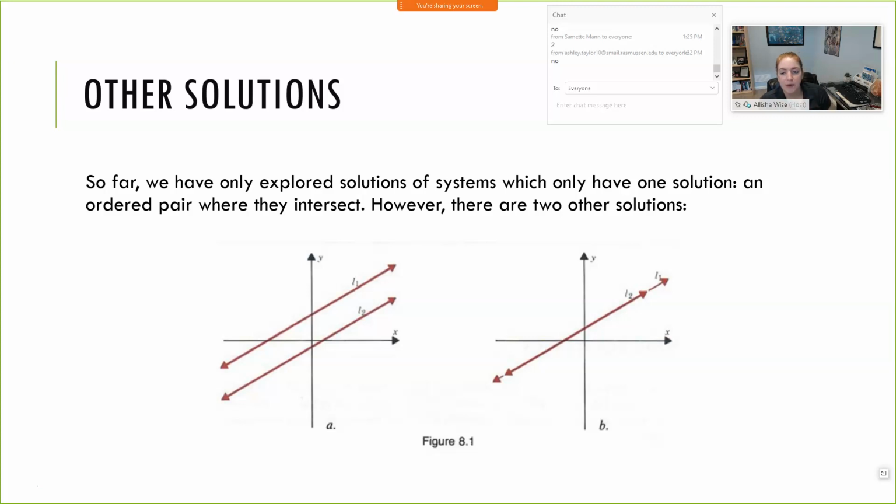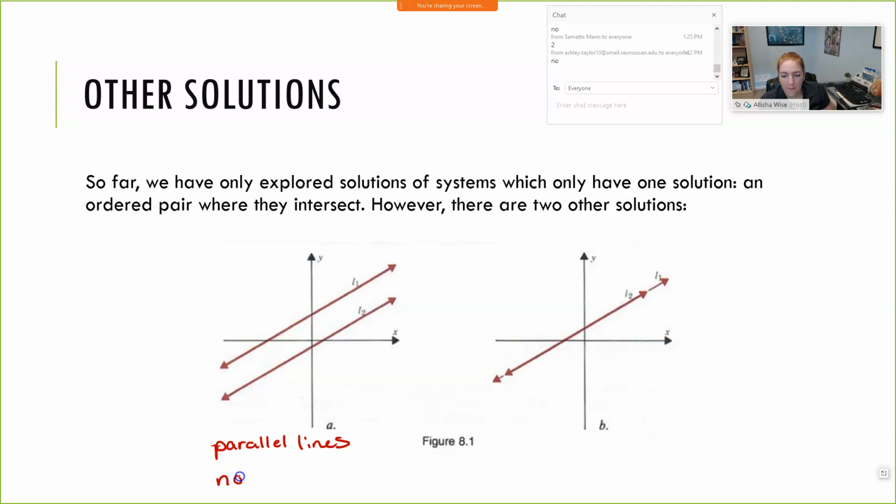The first example is when there are parallel lines. Now, we talked about parallel lines in part 1. Remember, they go the same direction, but the idea behind parallel lines is that they never cross, right? They never meet. They just go side by side forever and ever and ever. So there's no solution because the solution is where lines cross. If they don't cross, there can't be a solution.